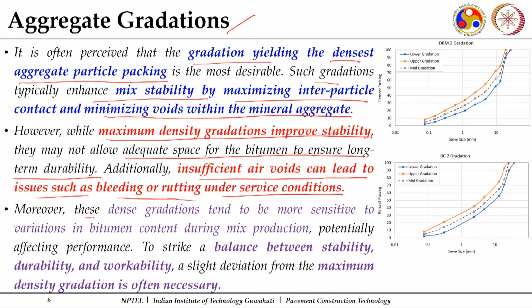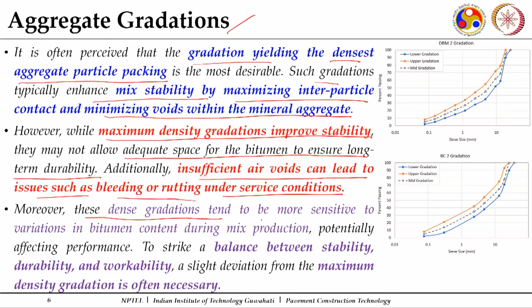So, we will always have dense gradations, but will try to ensure that the gradation has an adequate amount of air voids to accommodate the required quantity of binder also. Even if the gradations are more dense, they are highly sensitive to variations in the binder content, and this can happen specifically when you are doing the production at the hot mix plant.